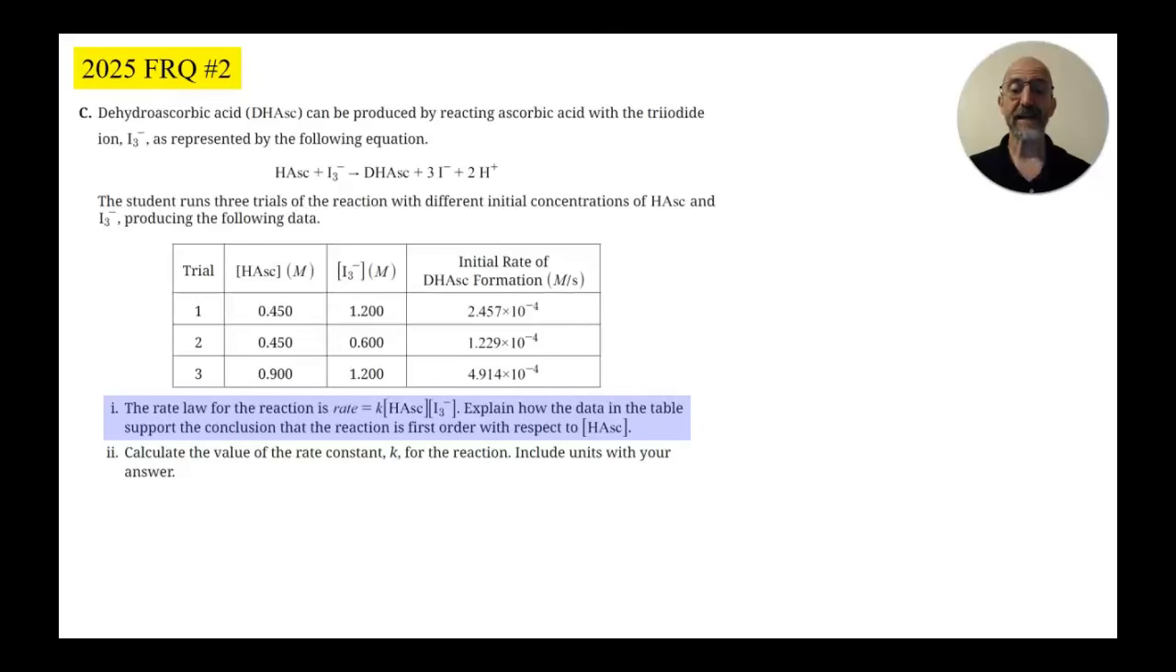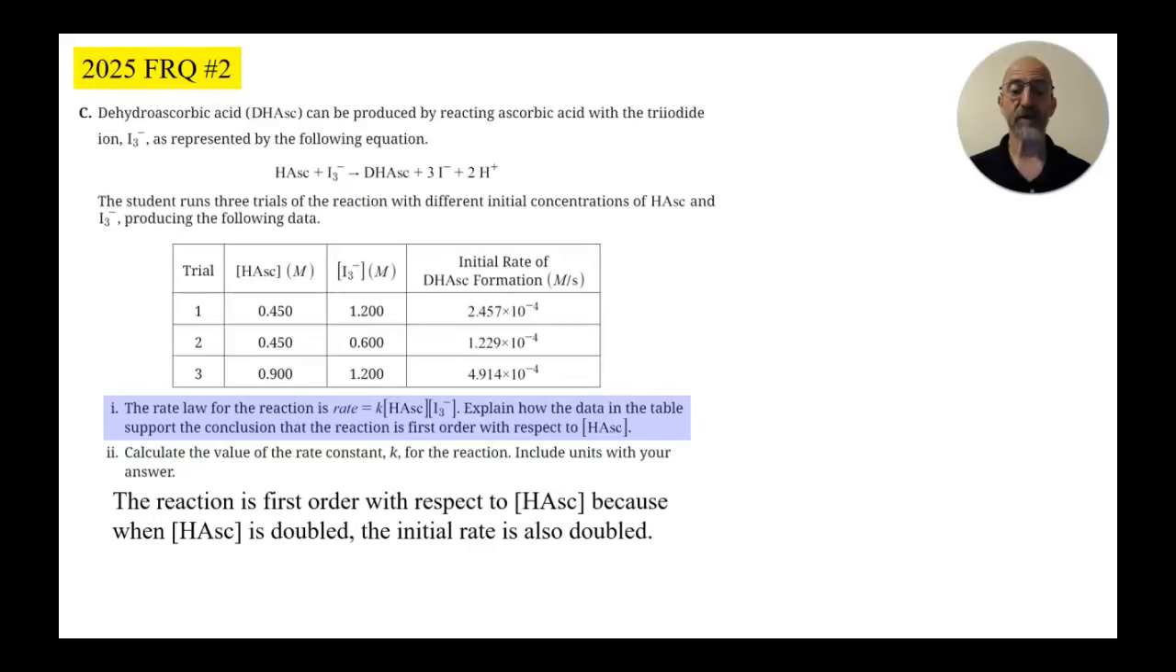Explain how the data in the table support the conclusion that the reaction is first order with respect to the ascorbic acid. Now, earlier in this video lesson, I've shown you examples where the student didn't quite earn the point because their answer was too vague or they left something out. Here's another example. The student said, the reaction is first order with respect to ascorbic acid because when the concentration of ascorbic acid is doubled, the initial rate is also doubled. Now, did they mention anything from the data table or just simply memorize that double the concentration, double the rate? So that's what makes this vague.